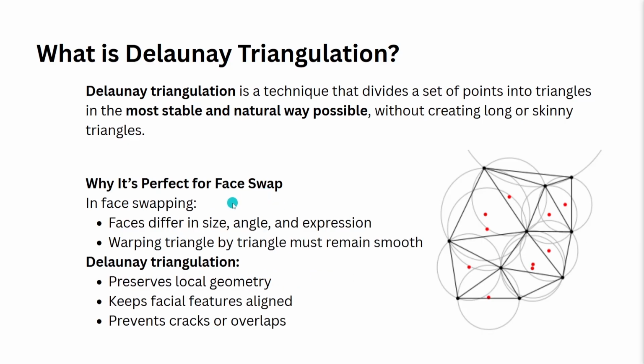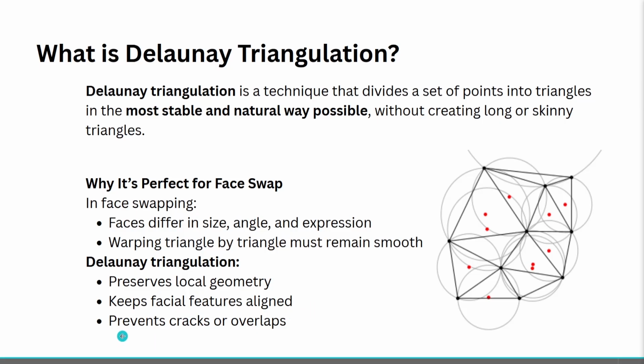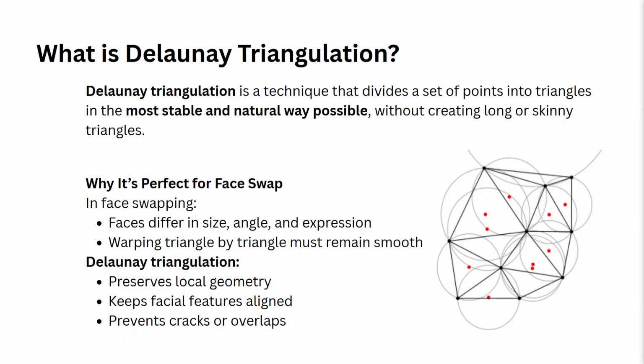And why is it perfect for face swap? Because faces differ in size, angle, and expression. Warping triangle by triangle must remain smooth. Delaunay triangulation preserves local geometry, keeps facial features aligned, and prevents cracks or overlaps. It converts facial landmark points into a consistent set of Delaunay triangles represented by landmark indices.